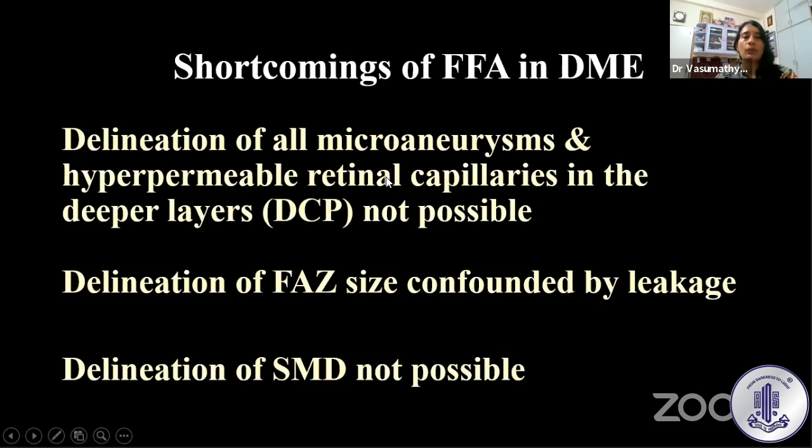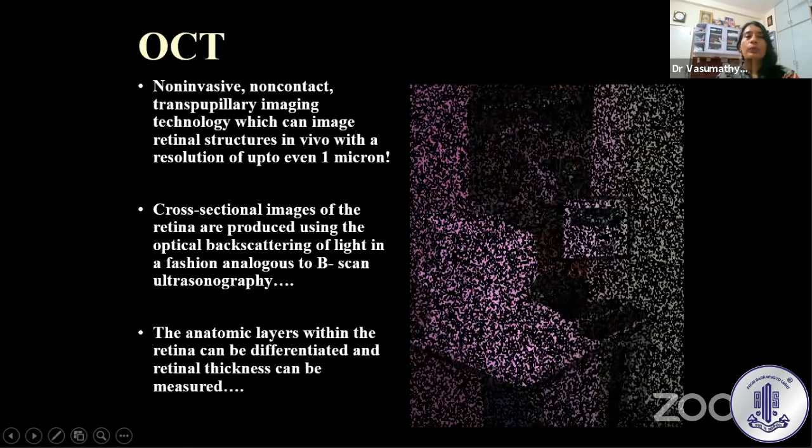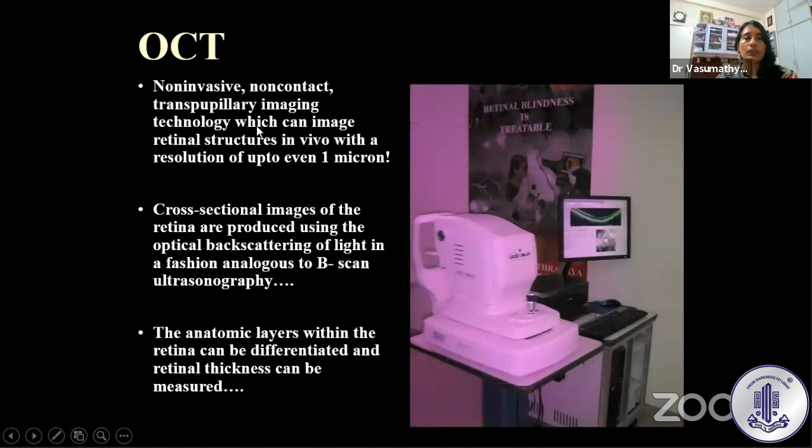But of course, there are several shortcomings of fluorescein angiography in DME. All microaneurysms cannot be delineated because of extensive leakage. The deeper capillary plexus, the DCP, in which there is more interest nowadays, cannot be imaged. The delineation of the FAZ size is also confounded by the leakage, so that is also not possible. And we cannot make out any serous macular detachment.